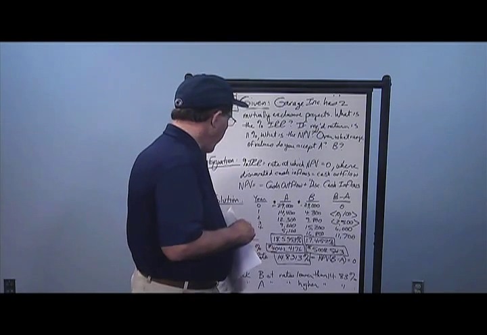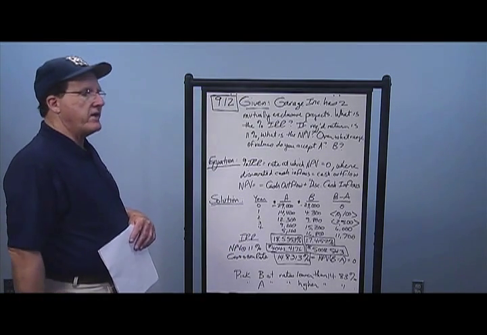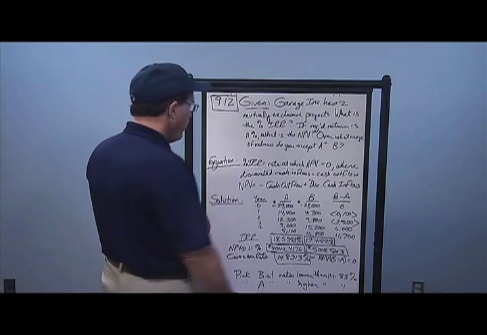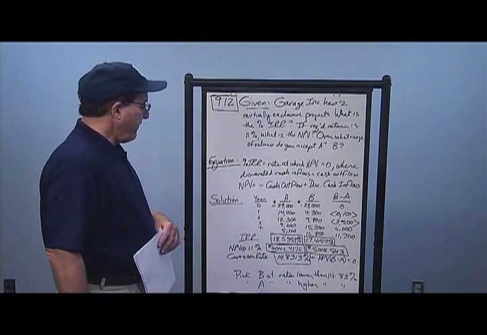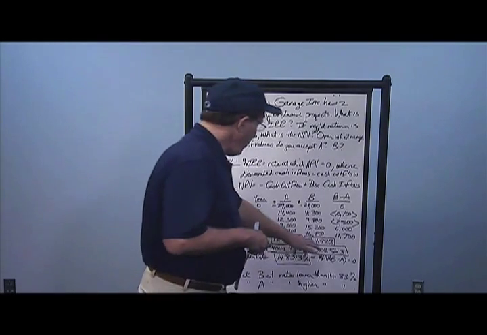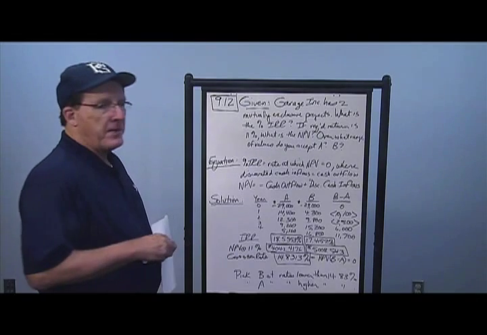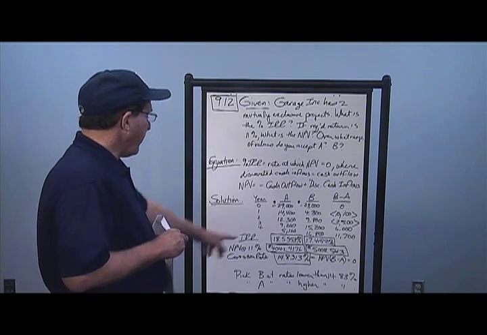I get an NPV at 11% of 4,042.4176. Doing the same thing for project B, I get an NPV of $5,008.56. So in this case, I would take project B. It has the better NPV at 11%. Okay. Now I have to calculate the crossover rate.